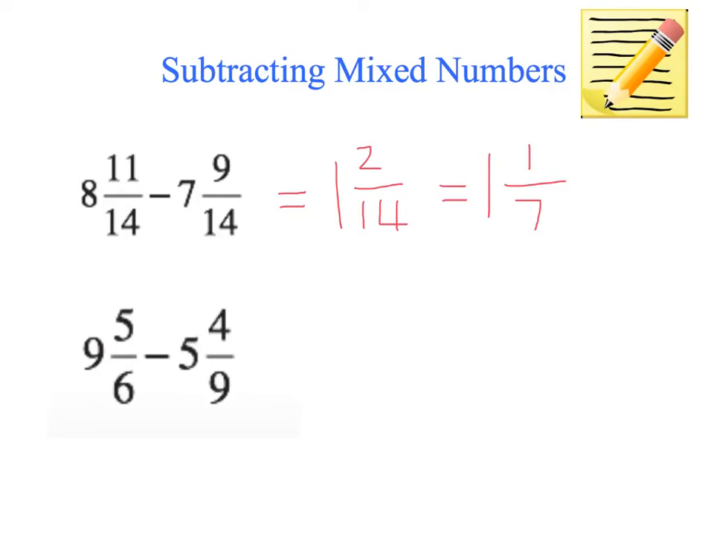Okay, now sometimes, as in this second example, they don't have common denominators. So we need to find the common denominator and do the sum. In this case we can do the whole number, so 9 take away 5 is 4. And then we're actually adding that to 5/6.